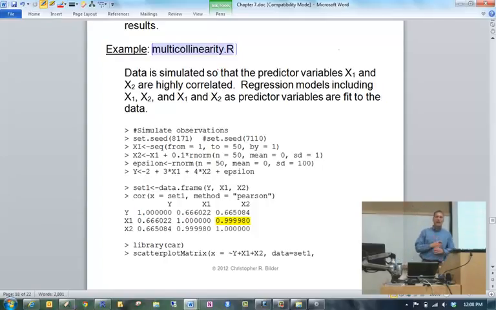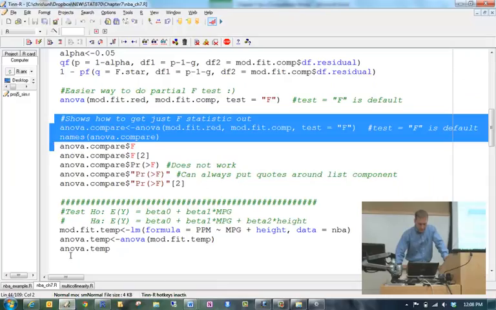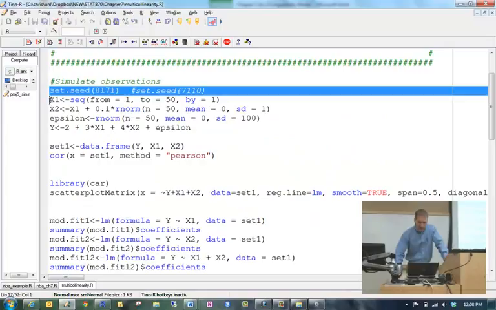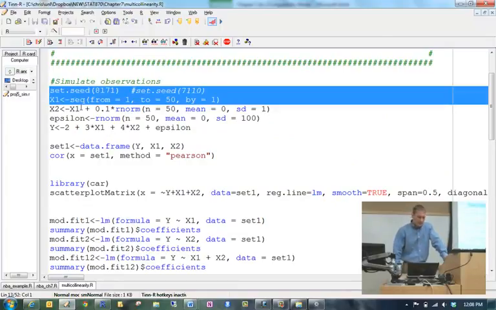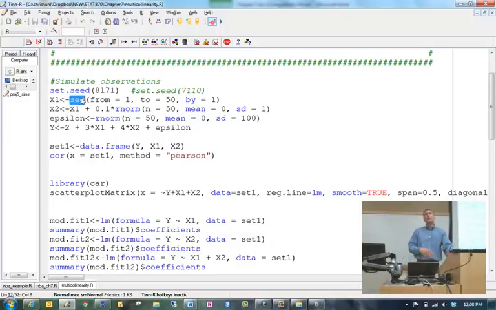So here's a dramatic example of this and the problems that it can cause. This is in my multicollinearity.R program. And all I did, just to demonstrate the problem, is I simulated some data where the predictor variables are highly correlated. So this is what I do. I set a seed so I can reproduce my results. X1, I just decide, let's let it be a sequence of numbers from 1 to 50 by 1. I just decided to do this for this particular example. No particular reason.